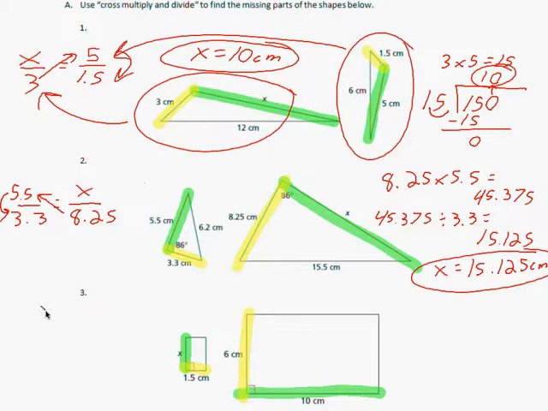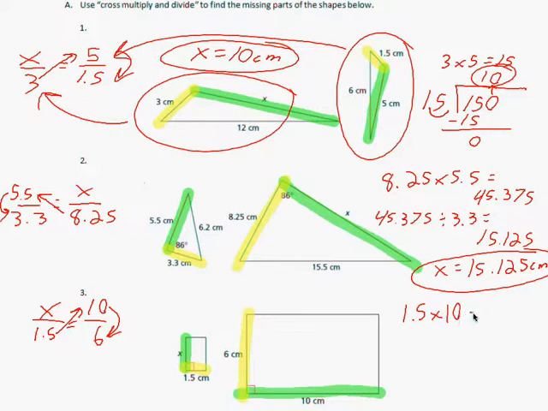Green on top is x over 1.5. And then green on top on the other side, 10 over 6. Cross multiply and then divide. These aren't that bad a number, so I'm going to go ahead and do the math.